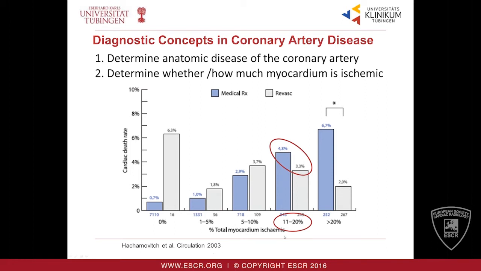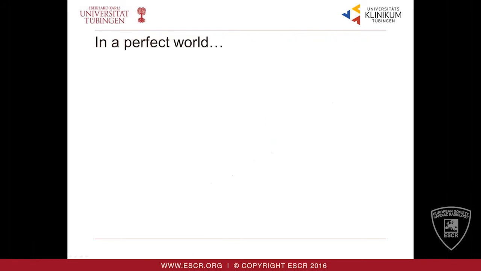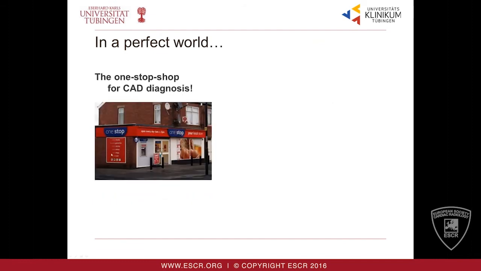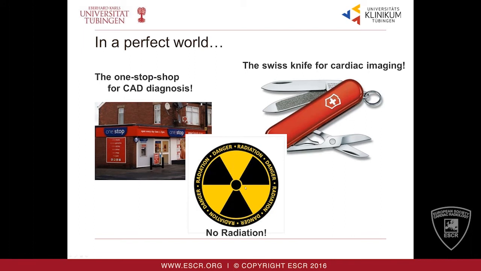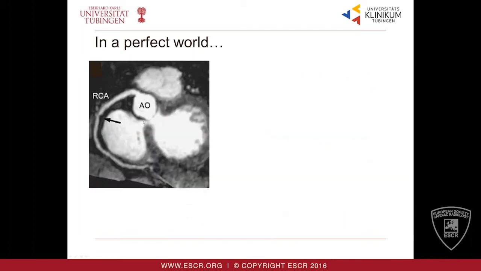Only if the volume of ischemic myocardium, or the percentage of ischemic myocardium, goes beyond 10% or beyond 20%, so if larger amounts of your myocardium are indeed ischemic, then the patients start to profit from the revascularization, and the death rates are lower in the revascularization groups. So this shows you, and this is already old knowledge, that you need the proof of a significant amount of myocardium that is ischemic before you make this choice of therapy.